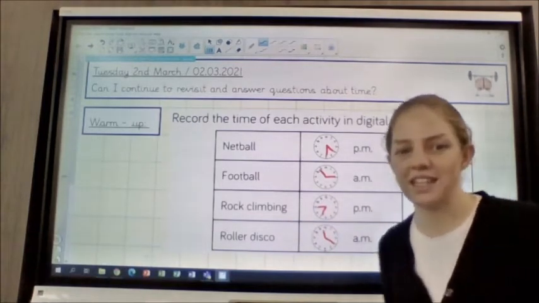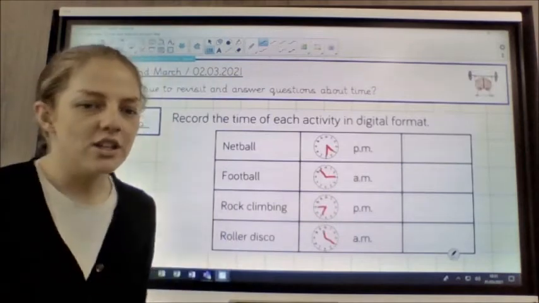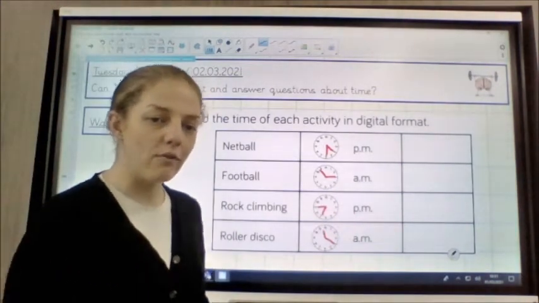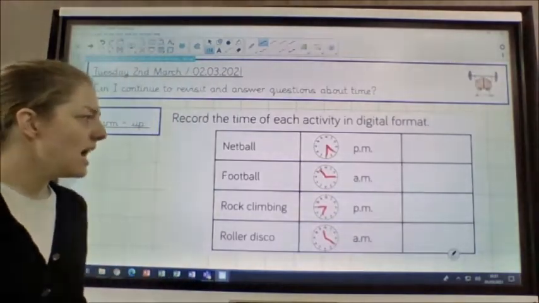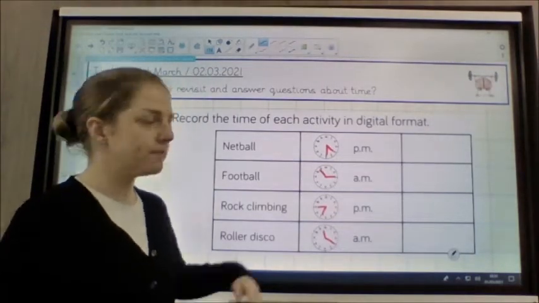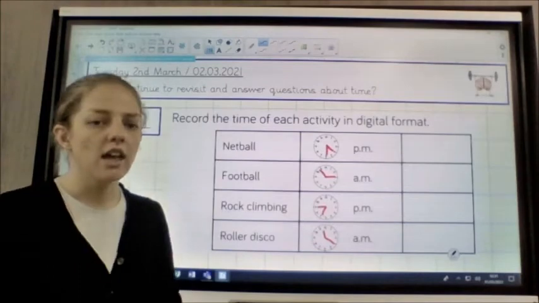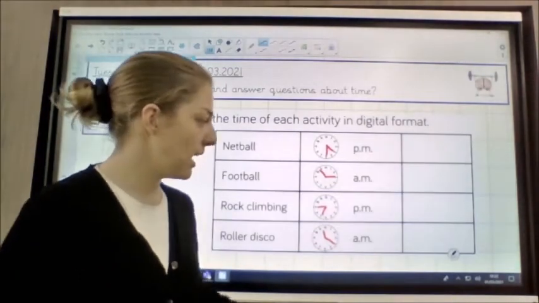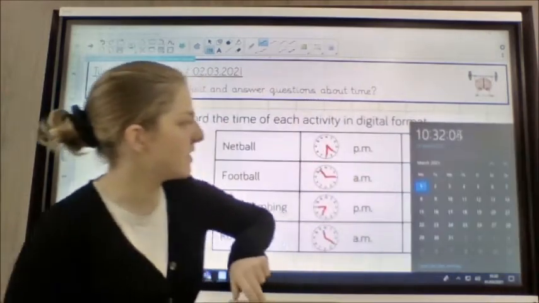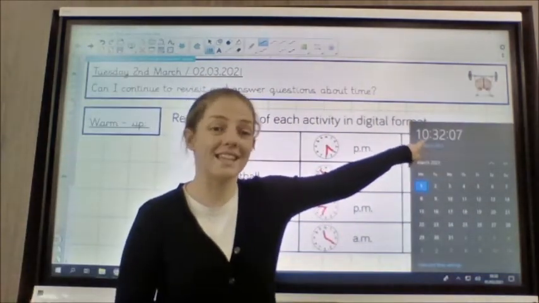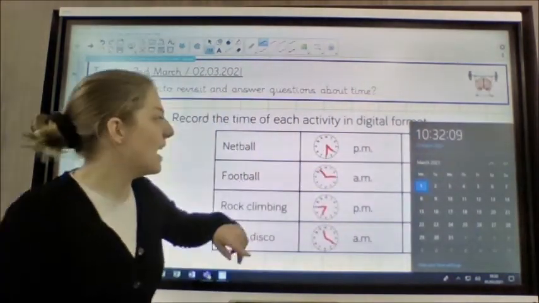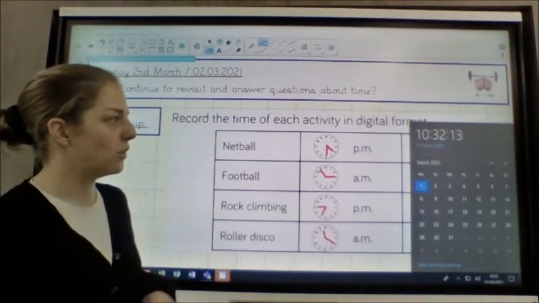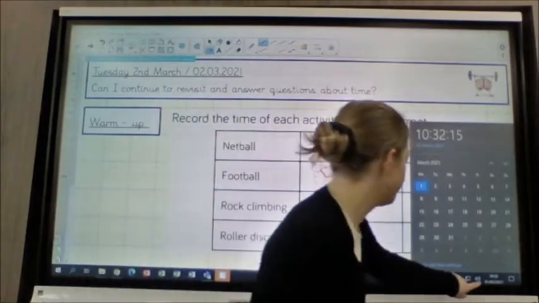Okay, so hopefully you can see that a little bit better. So you've got four different activities: netball, football, rock climbing, and roller disco. And you've got the time on a clock face. And what you need to do is record it digitally. So how you would find it like this. So that is digital time. And this is analog, okay? So you're going to write it down digitally.